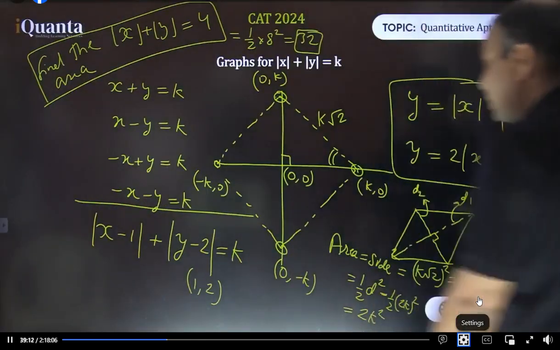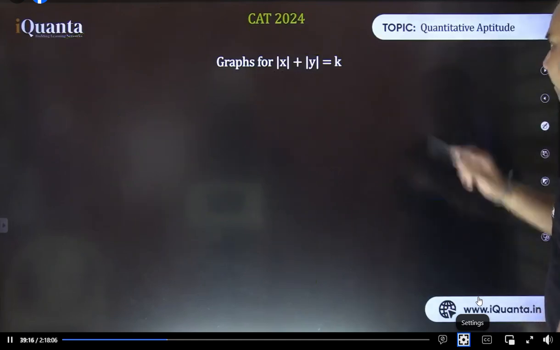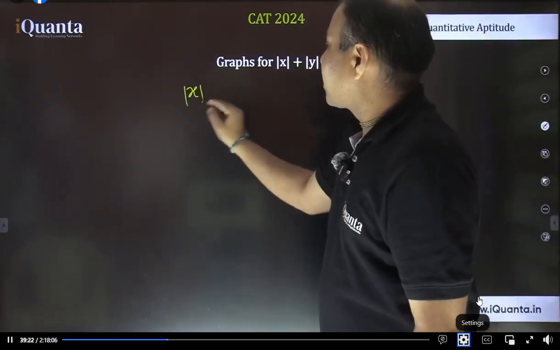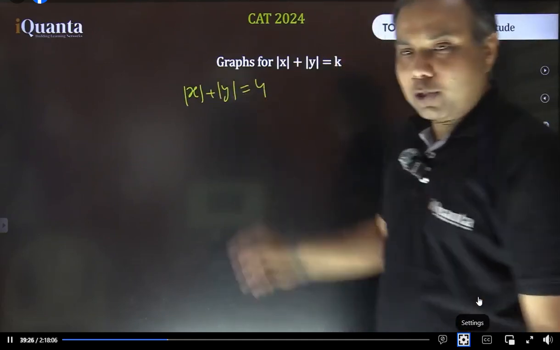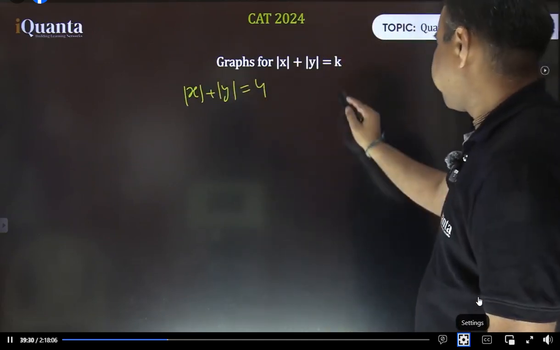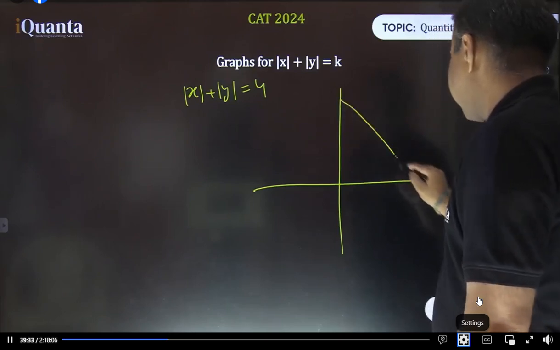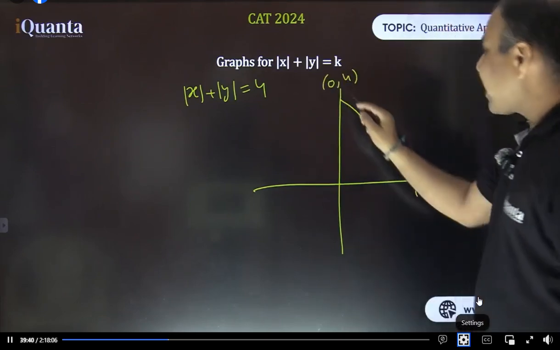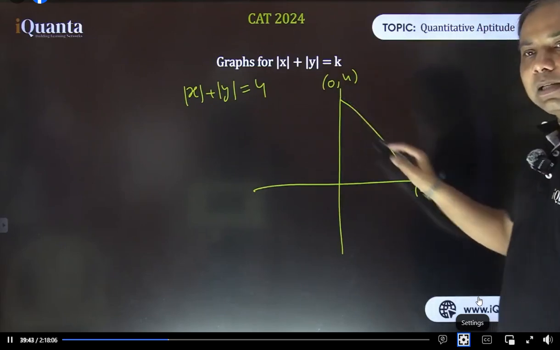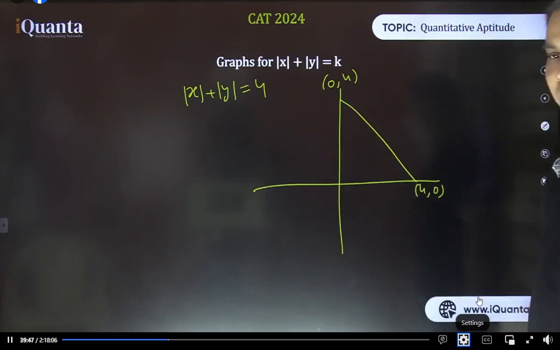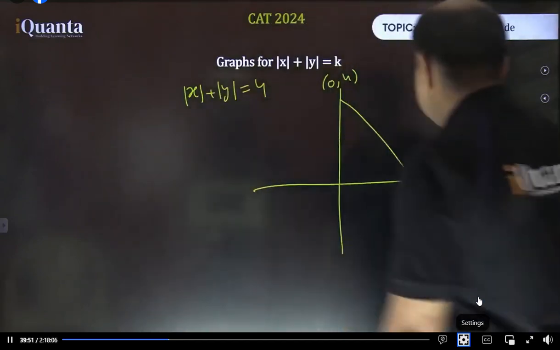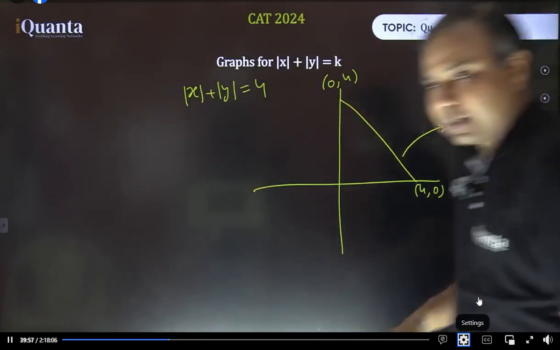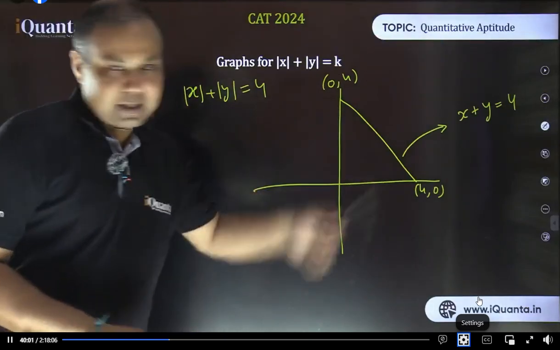Let me erase all this and let's do it again. Let me take an example of mod x plus mod y equals 4. Let's talk about this only. This point is 4, 0. This is 0, 4. Now can you find out how many more points will be there on this line whose both coordinates are integers? You remember that the equation for this line in the first quadrant is x plus y equals 4, isn't it? So how many more points are there on this line?